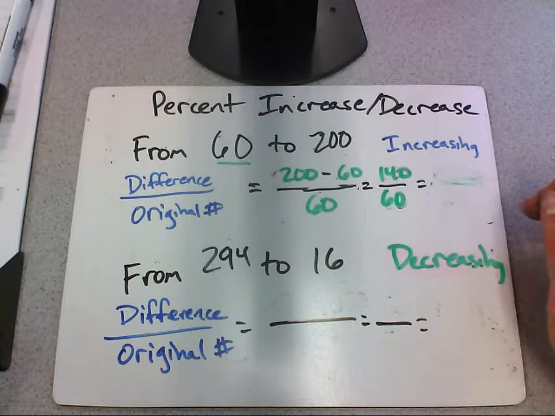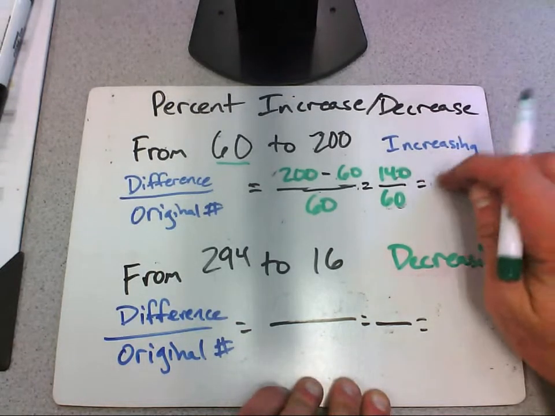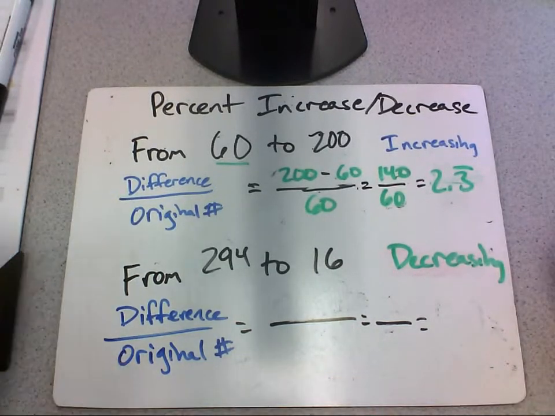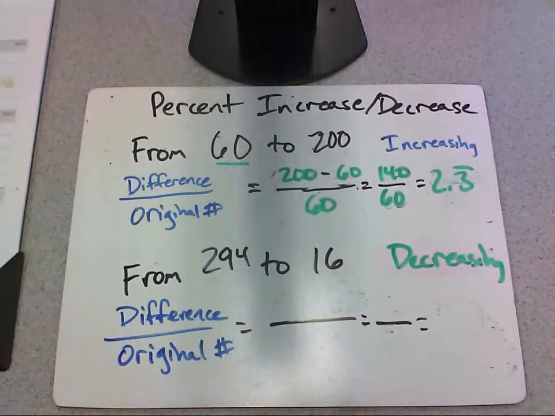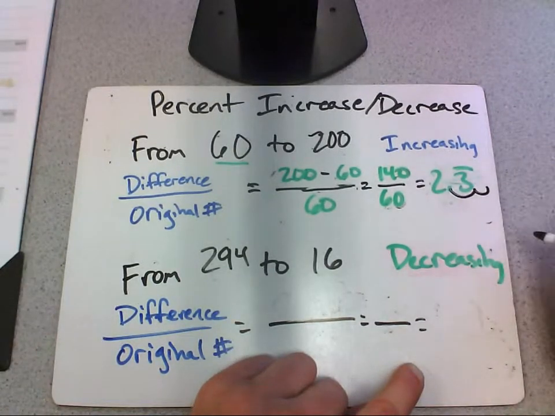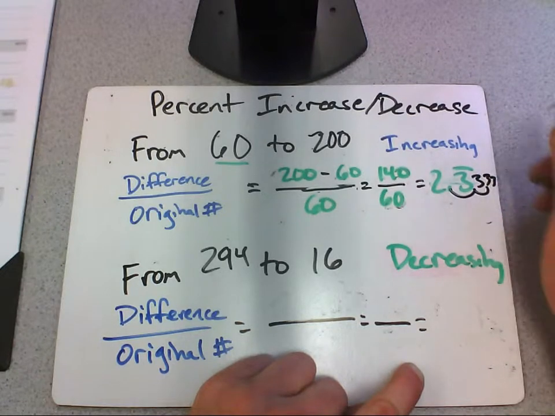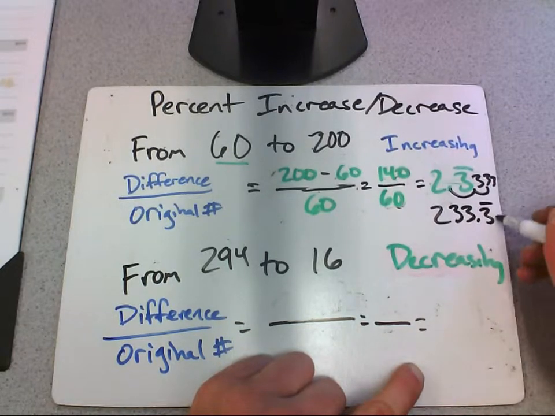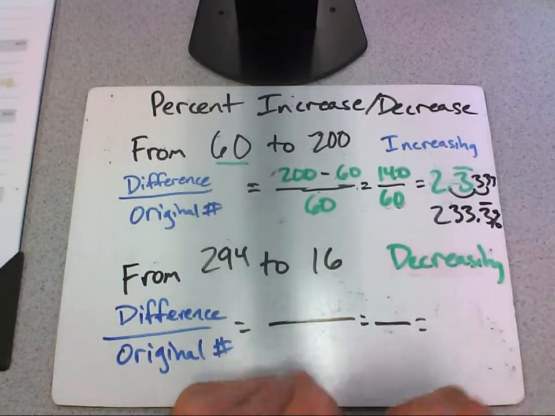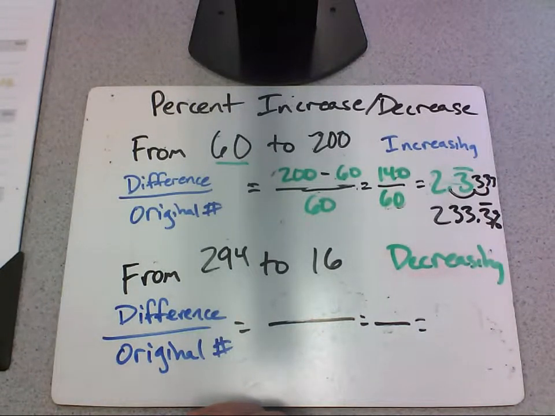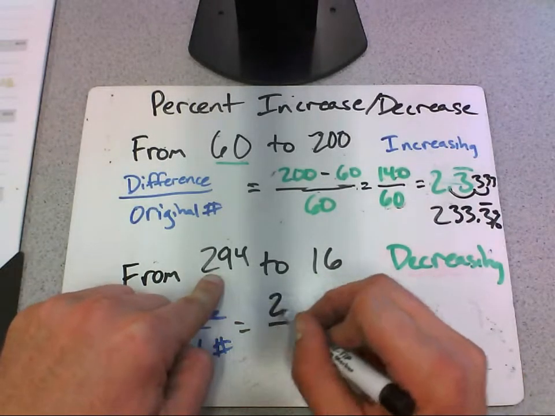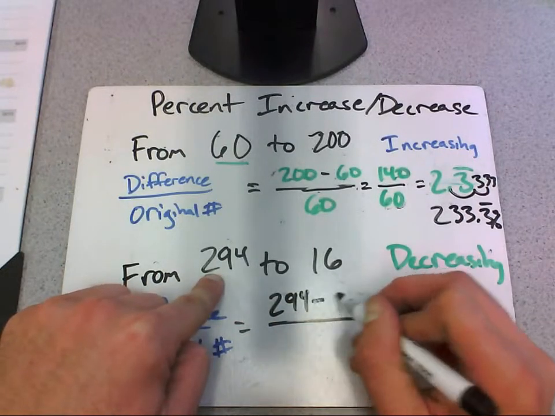140 divided by 60 is going to give me 2.3 repeating. If I want that decimal place, don't worry about the repeating, we can just round that off. Move the decimal place over. 333. We should get 233.3% increasing. That's a big amount. Maybe they should change our pay. 233.3% increase. Woo!